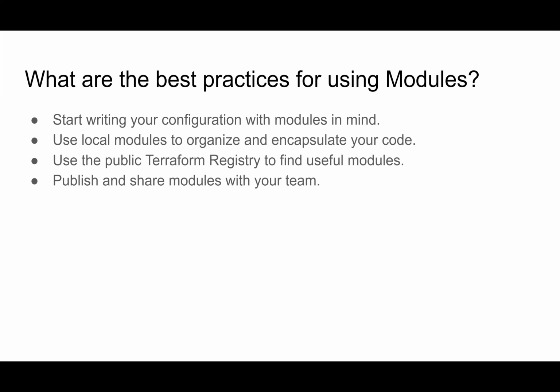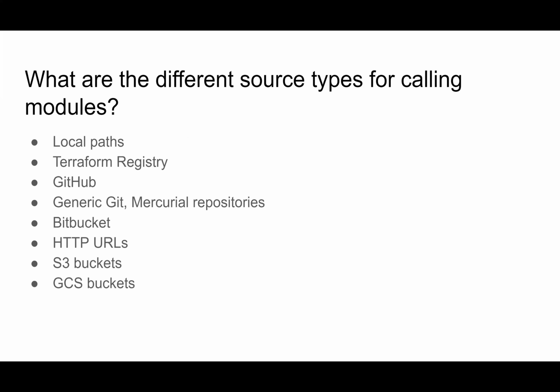We'll use the public Terraform registry to find useful modules. There's no reason to reinvent the wheel. If there's a module for creating a VPC and it's provided by AWS, it's probably worth using it. And then we'll publish and share modules. So if you come across something that's interesting, for example, you have a module for creating security groups with specific rules, that might be worth sharing with other people.